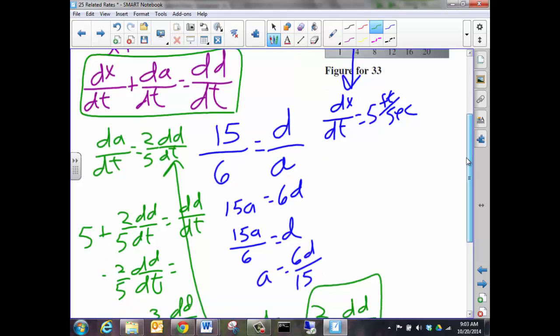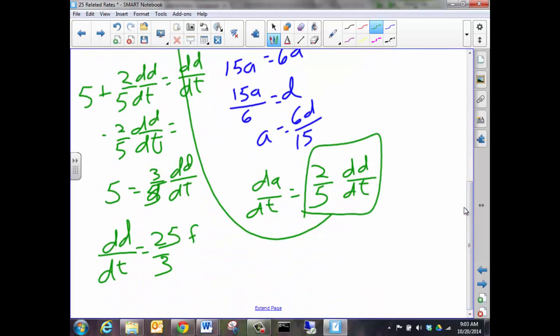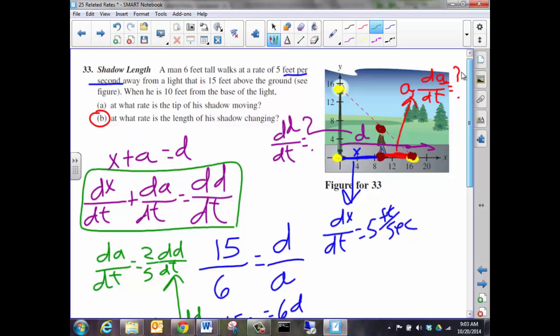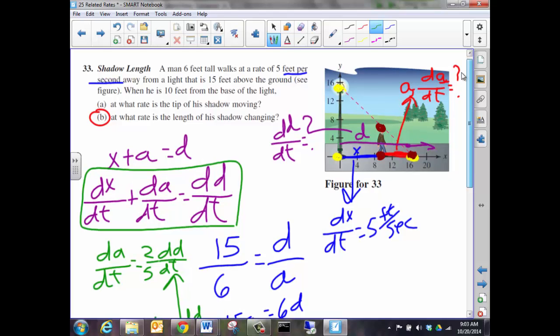What are my units? Feet per second. Now, 25 over 3 feet per second is dD. What is that the answer for, A or B? A. That's how fast his shadow is moving. His shadow is moving at a rate of 25 over 3 feet per second, a little over 8 feet per second. How are you going to find B?